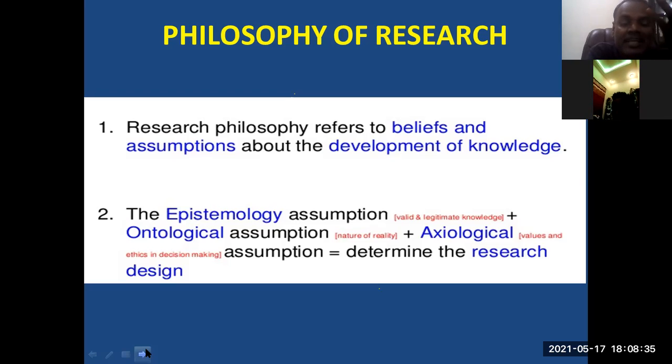Ontological assumption means the nature of reality. You have some idea about a particular reality. If you have valid and legitimate knowledge about a particular phenomenon, that is epistemological assumptions. If there is a nature of reality and you are not making any changes to it, that is called ontological assumptions. Then there are axiological assumptions also, that is called values and ethics in decision making. So these three come together, epistemological, ontological and axiological assumptions, to determine your research design.